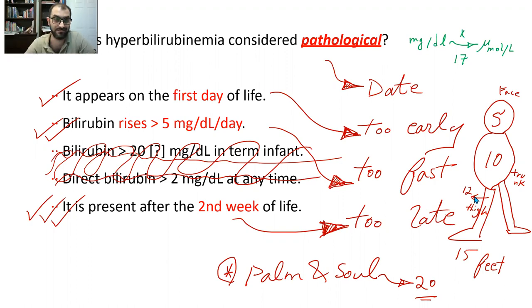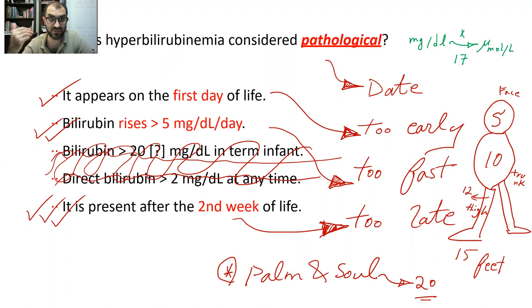Only eyes, around 2 to 2.5. Guys, this came from a pediatrician, by the way. So face is around 5. Trunk is around 10. Feet is around 15. Thigh is between trunk and feet, around 12 to 13. Palm and sole is around 20. Eyes only, 2 to 2.5.